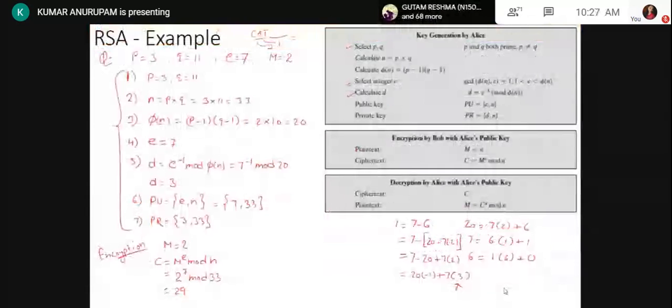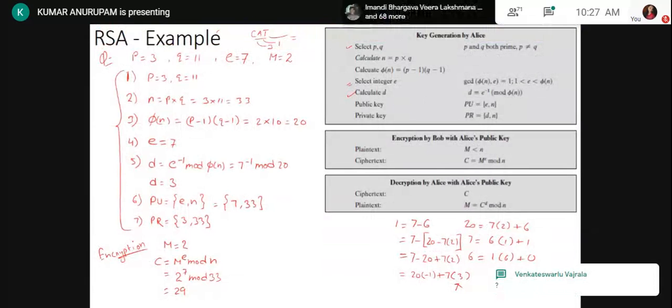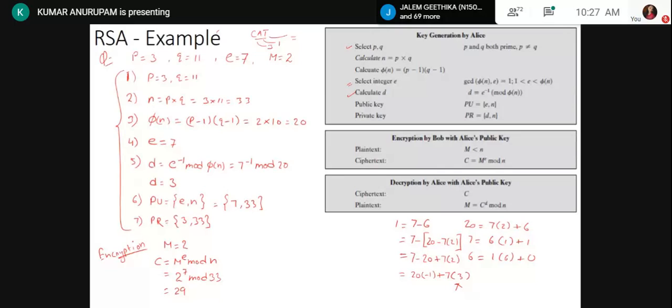Okay, no worries. Now, C is equal to m to the power e mod of n. Now, when we have calculated this C value, now we need to calculate. So this calculation actually you can do by yourself. You can try doing it.